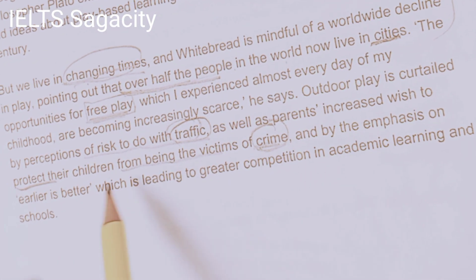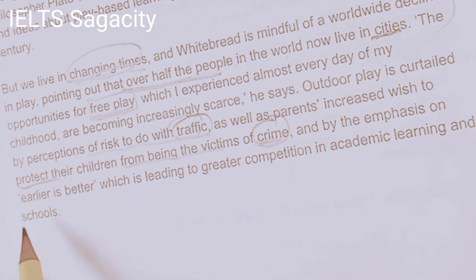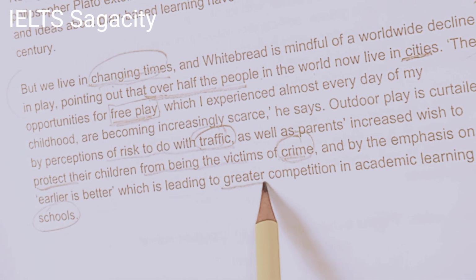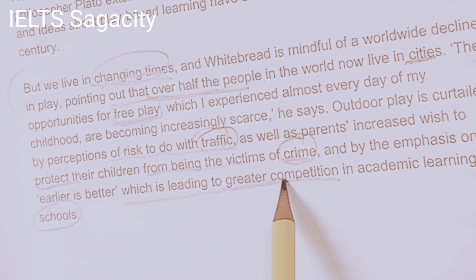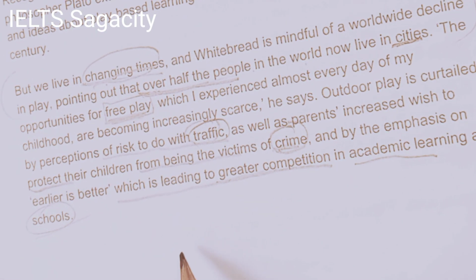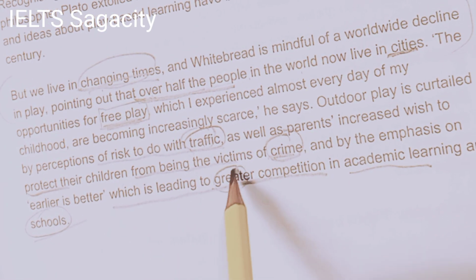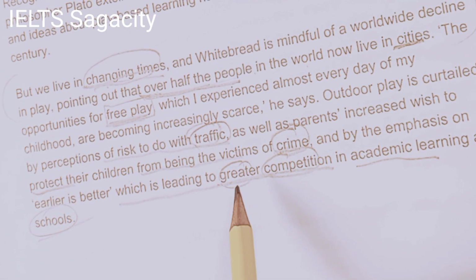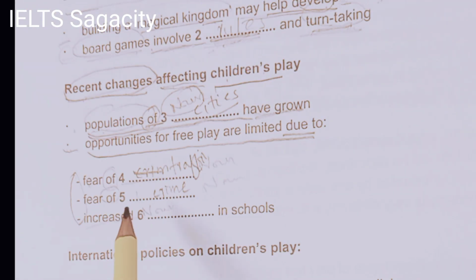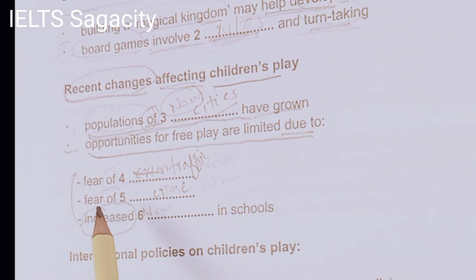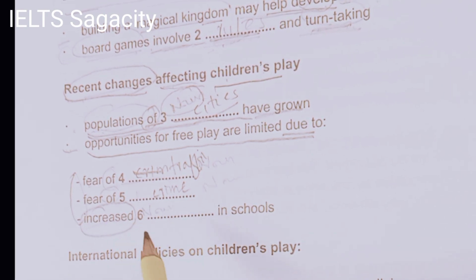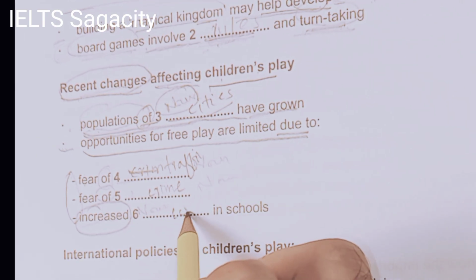So we can see by the emphasis on earlier speeches leading to greater competition, academic learning and school. Okay, schools, it is here. So what has increased here? Greater competition, leading to greater competition. So in schools, and in academic learning, of course. We can only write 1 word, and competition is the noun, greater is an adjective. The word greater gives us the sense of increased, because greater is also an adjective and increased is also an adjective. So of course it has to be competition.